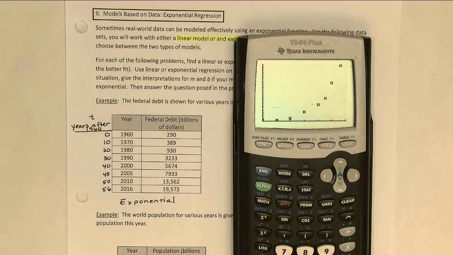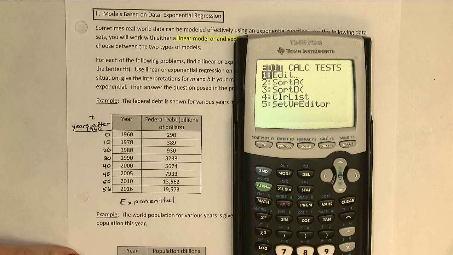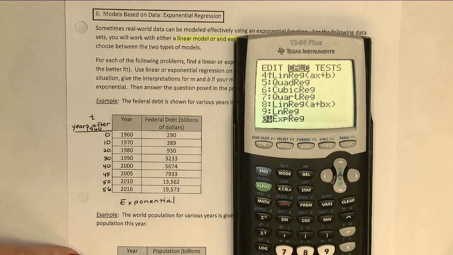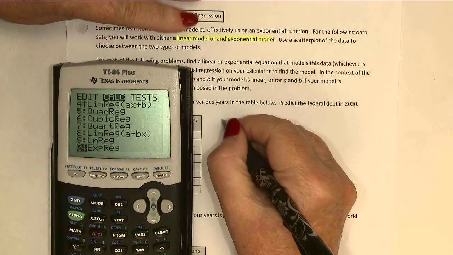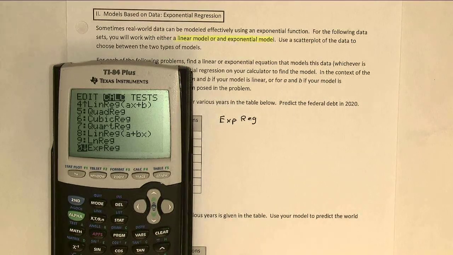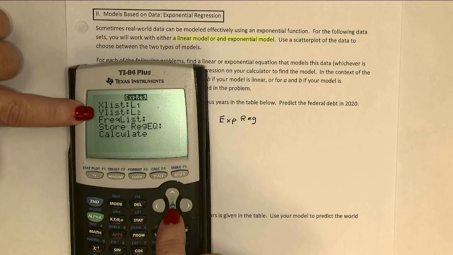As we've done before, when we have data that isn't a perfect fit, the way to get the best possible fit is by using regression on your calculator. So if you go back to Stat, and this time Calculate, you have to go down a little ways. It's actually the 10th option. You'll find EXP for Exponential Regression. And I'll go ahead and pick that. Looks good. My X and Y are in list 1 and list 2. So I just want to calculate.